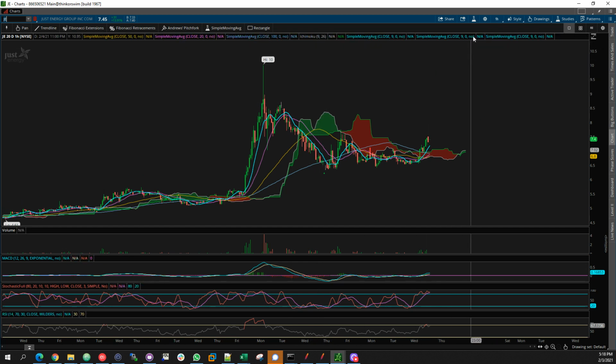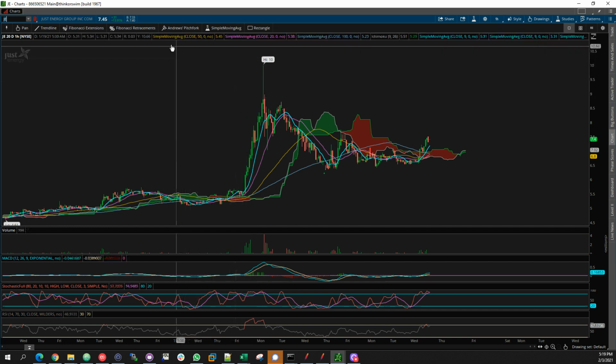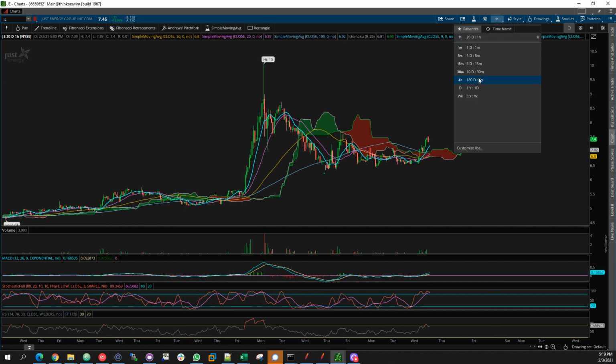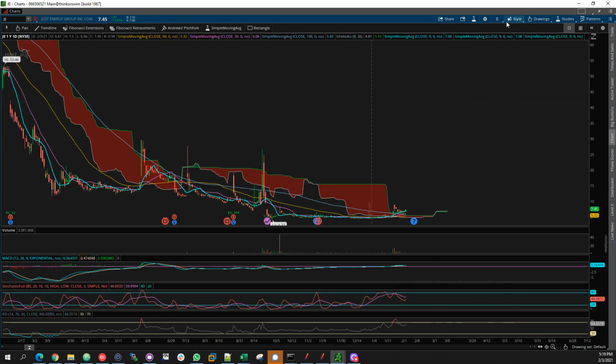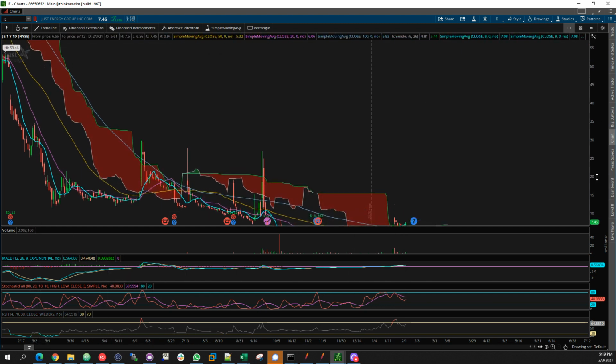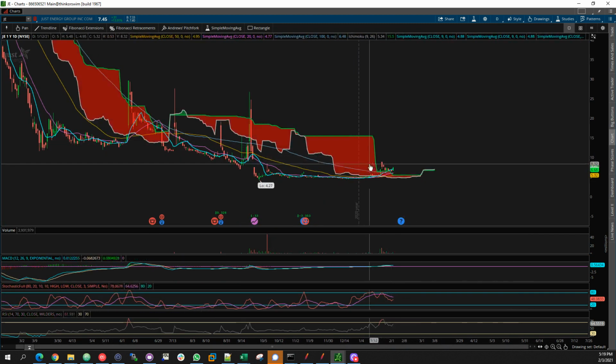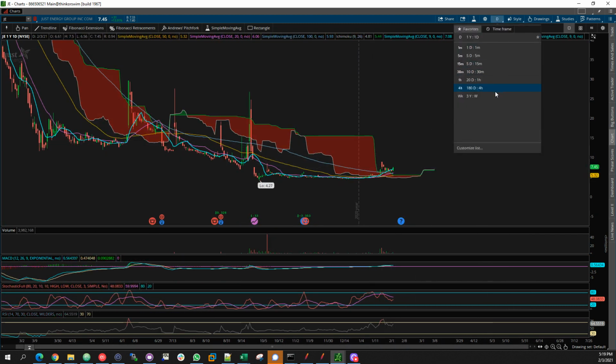JE looks good on the hourly. It looks like it's a break. So I don't know where you guys are finding these names. I'm just so conventional. Wow, on the daily side of things, Just Energy Group. Okay, so it had a 13% move today. Broke above the cloud on the daily.